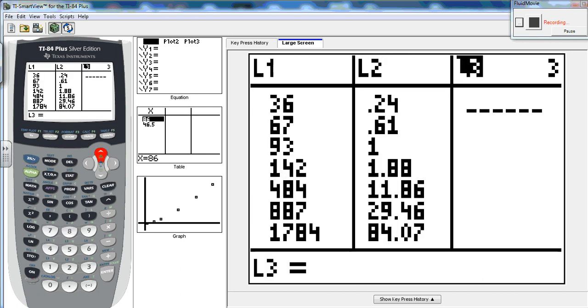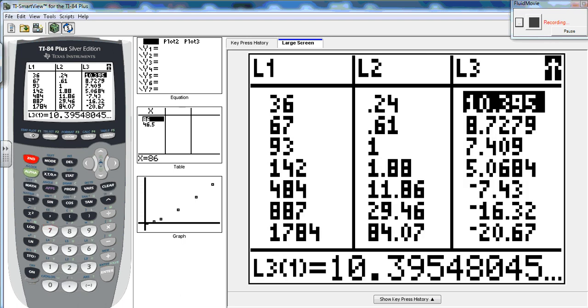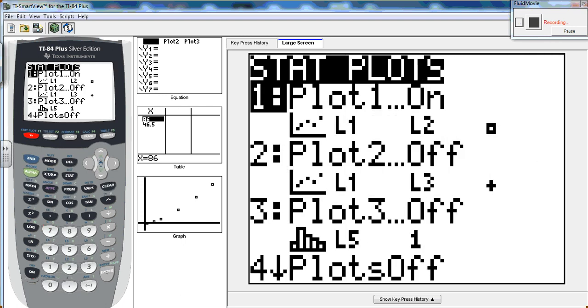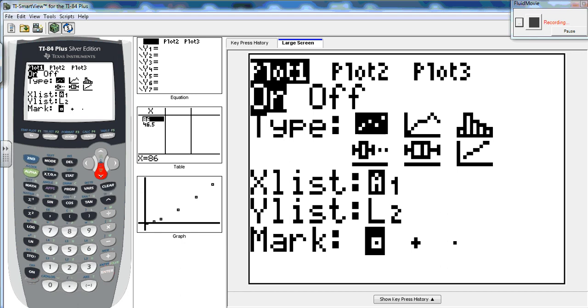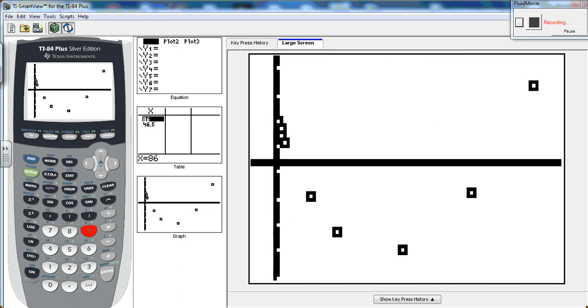But when we go to stat, edit, and we head over to list 3, and we put in our residuals, and when we go to stat plot, and we graph those against list 1, list 3, what we get is we definitely have a curved shape. So this is not appropriate. Remember, the residuals, we definitely don't want any sort of curve. We want them kind of equal scatter, nothing interesting, no curved shape. So we know that's not appropriate, so we need to re-express either one or both of the variables, is what the question says.